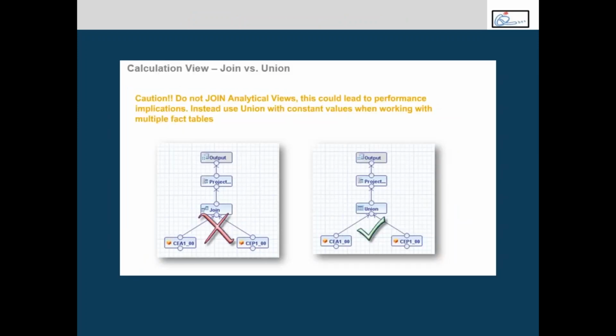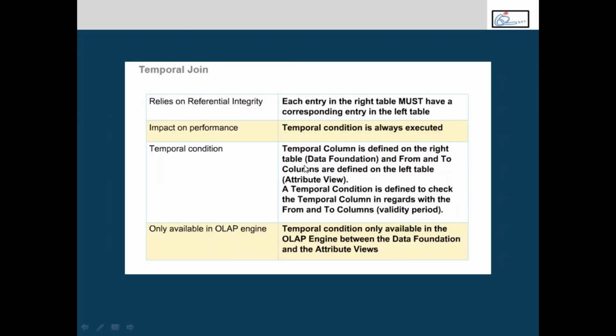Sir? Okay, go temporal joins. Look, let me finish this. That's okay. Impact on temporal condition is always executed, so performance is not so good. It's always executed.